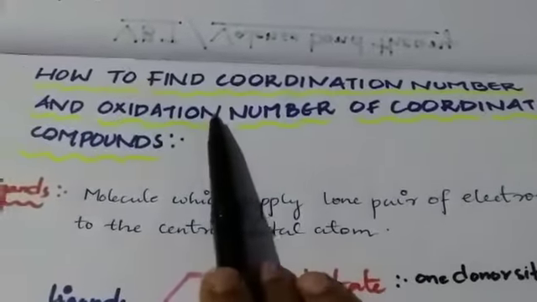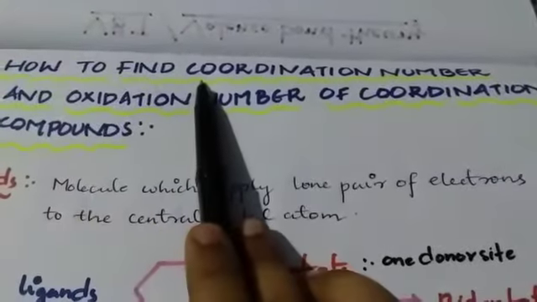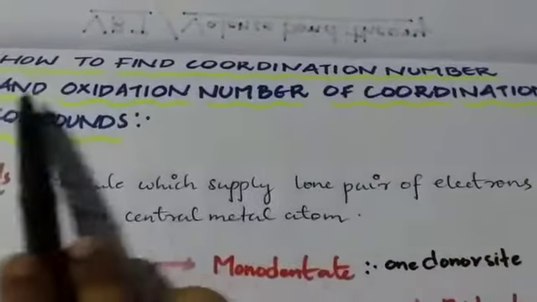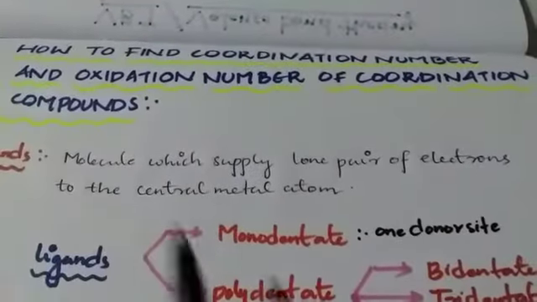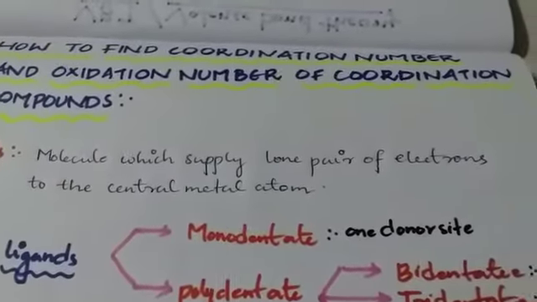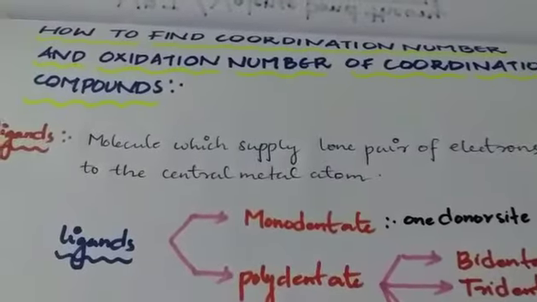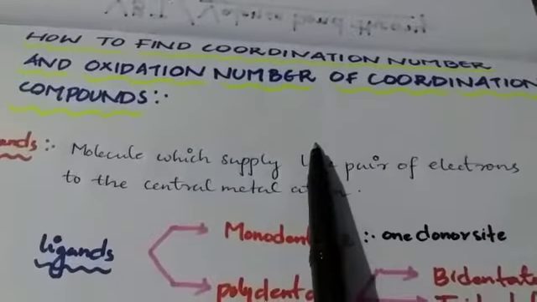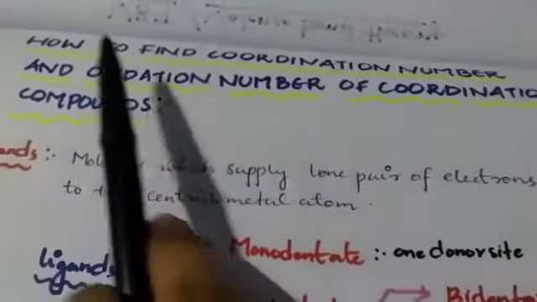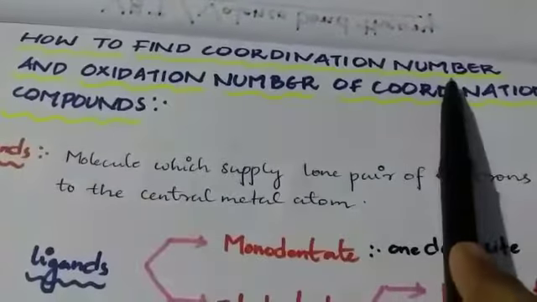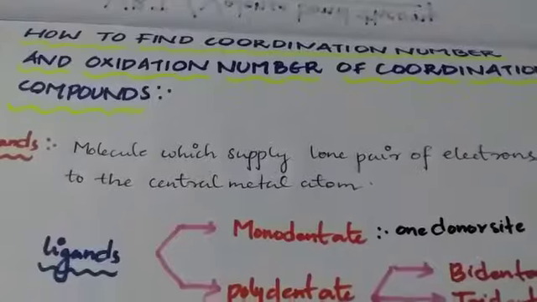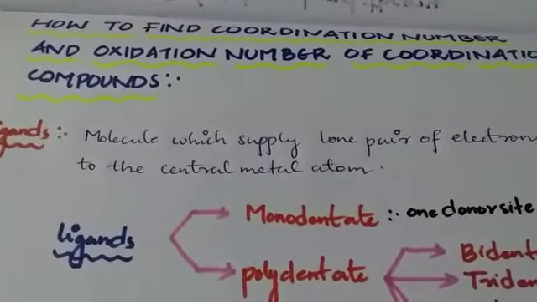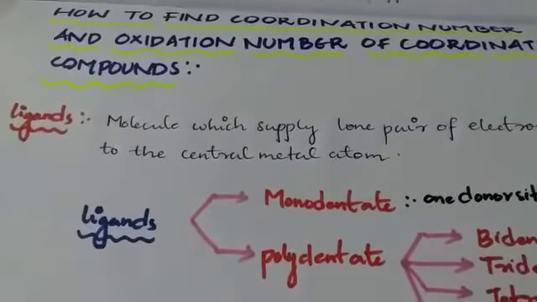In today's section I am going to discuss how to find coordination number and oxidation number of coordination compounds. This is from the chapter coordination compounds. This is a very good section to study. So before studying how to find coordination and oxidation number of coordination compounds, we can study some terms and tips so that we can easily approach the questions.